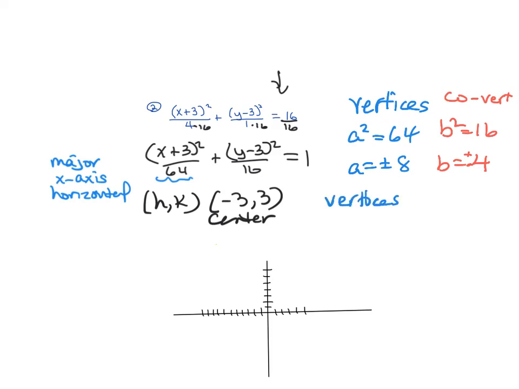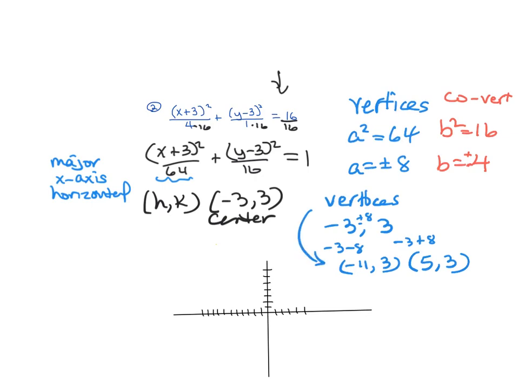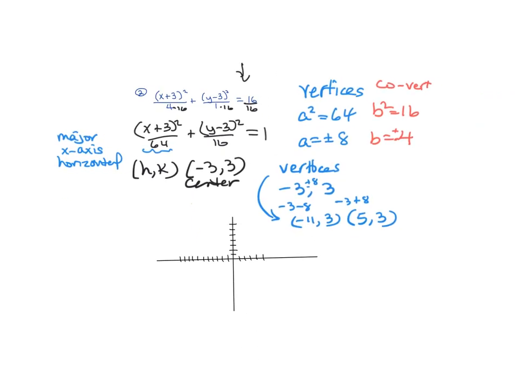we're taking the center point, which is -3, +3, and to get our vertices, we're going to be adding and subtracting the 8 to the x, which was our major. So I'm going to be doing -3 minus 8, so that'll give me -11, 3. And then I'm going to do -3 plus 8, so I would get 5, 3. These are my vertices.